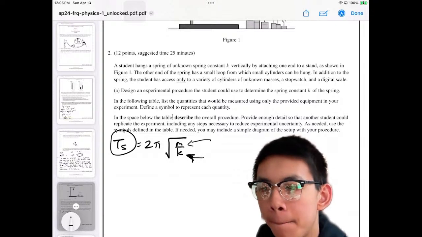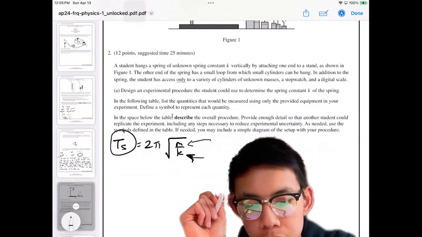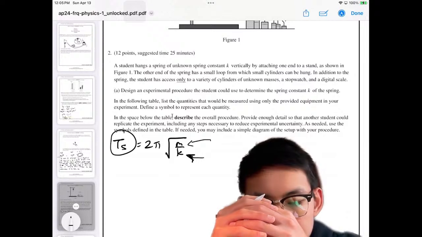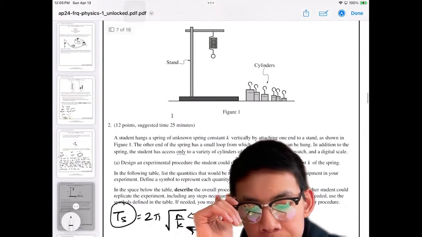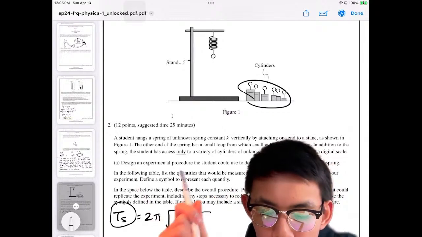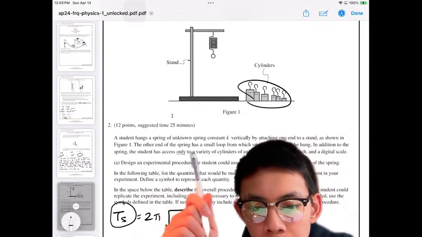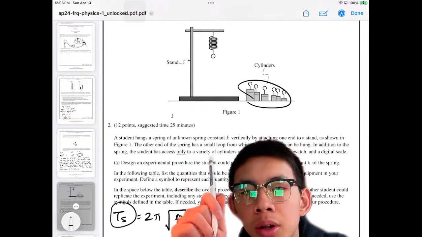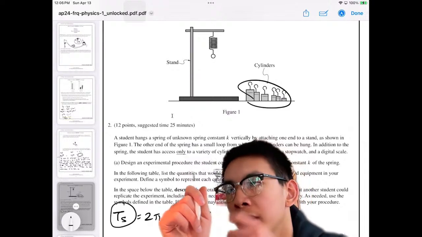So my procedure is that I'm going to measure all the masses, find out how much each of these cylinders weighs, and then I'm going to hang each one of them on the spring and release them.